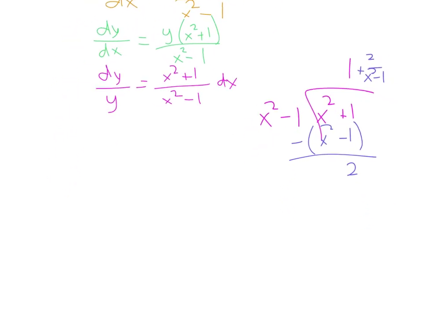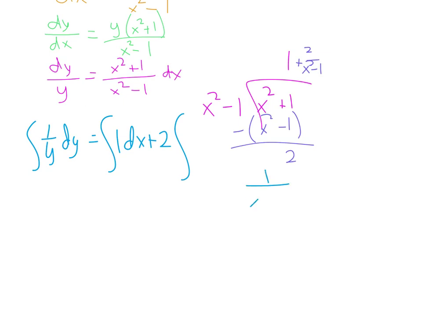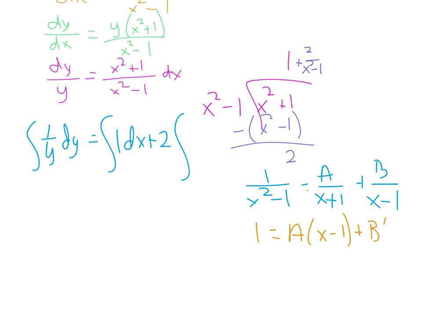I'm going to keep rolling with the right side here. I'm going to do some extra work and we'll come back. That's going to give me 1 over y dy equals the integral of 1 dx plus, okay, so that's going to be 2 integral, that's going to be 1 over x squared minus 1, which is a over x plus 1 plus b over x minus 1. So this goes back to some partial fractions work. So that's a times x minus 1 plus b times x plus 1.